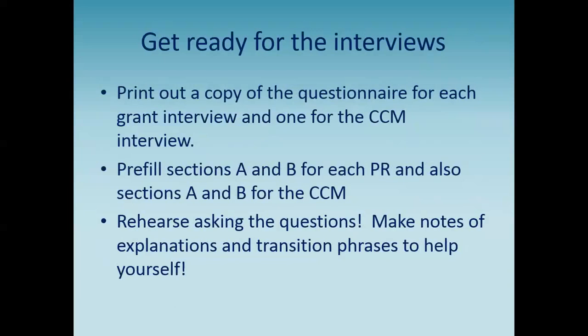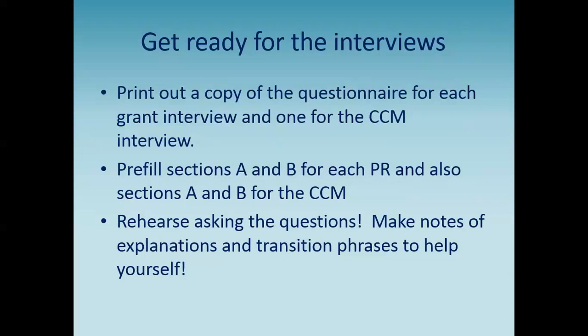So getting ready for the interviews. You should print out a copy of the questionnaire for each grant and one for the CCM interview. So each grant gets a questionnaire. Remember, you're not going to fill the questionnaire online. So we will give you the questionnaire in SurveyMonkey, but when you're going to the interview, you are just going to take the printed questionnaire.